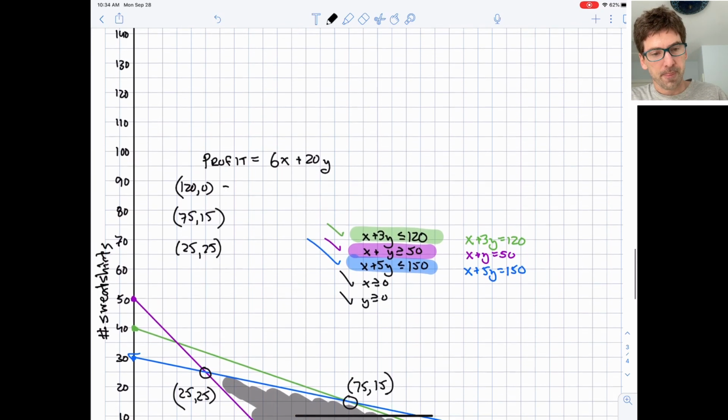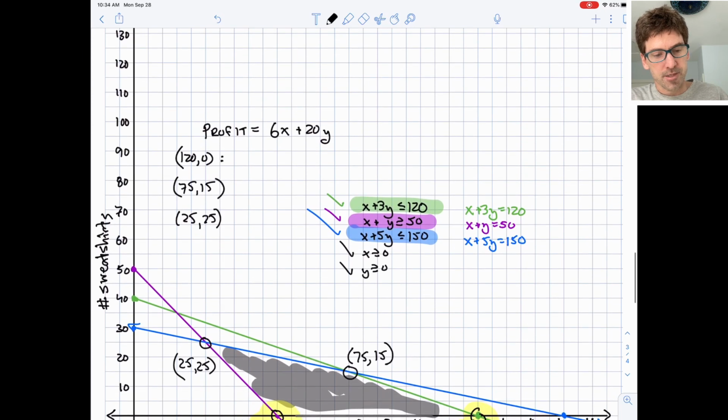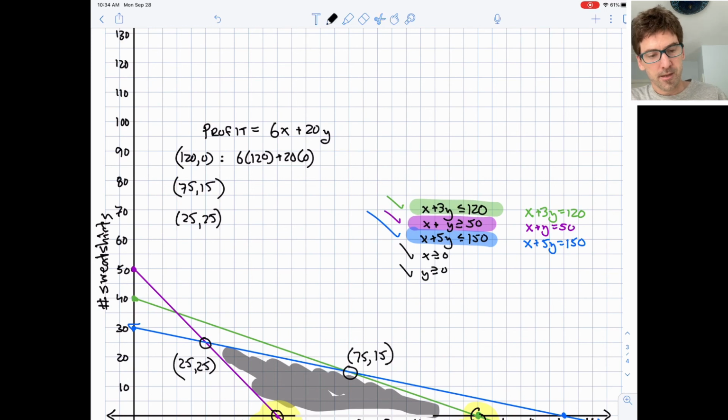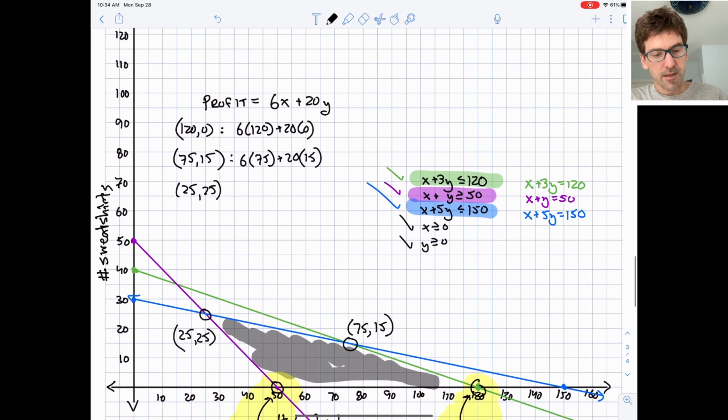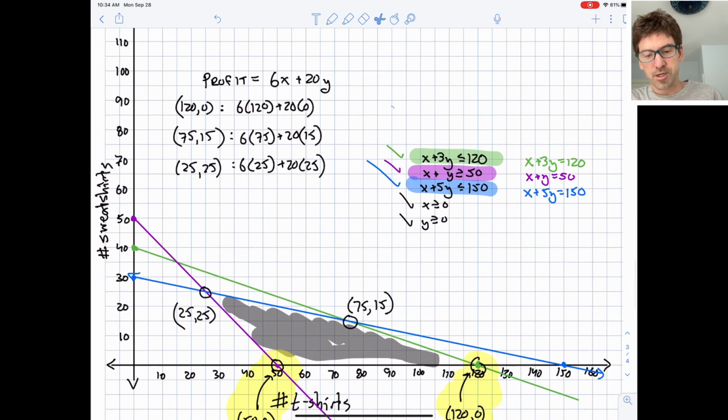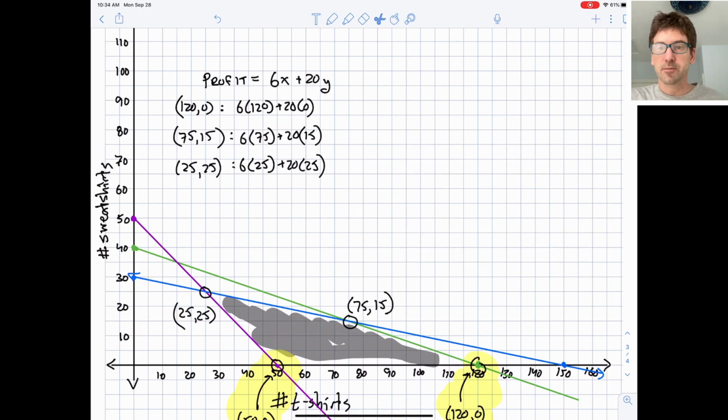Let's just see which gives us the greatest profit. So let's see here. This gives us a profit of 6 times 120 plus 20 times 0. This gives us a profit of 6 times 75 plus 20 times 15. And this one gives us a profit of 6 times 25 plus 20 times 25. And we're simply going to see which one of those combinations makes us the most money, and that'll be our solution.